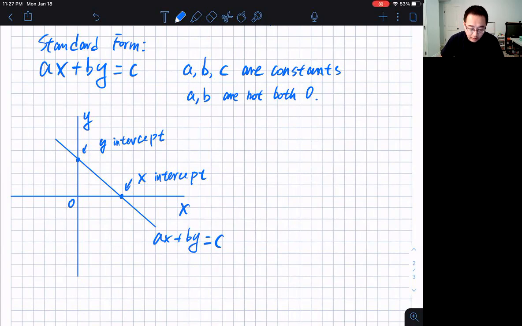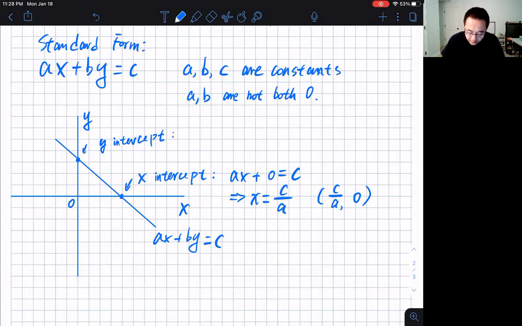In fact, if you plug y equals 0 into this equation for your x-intercept, this becomes ax plus 0 equals c, right? Because y is 0, b times y is then 0. So that gives you x equals c divided by a. Okay, so your x-intercept is always going to be c over a, then 0, because the value of y is always 0, the value of x is always c divided by a.